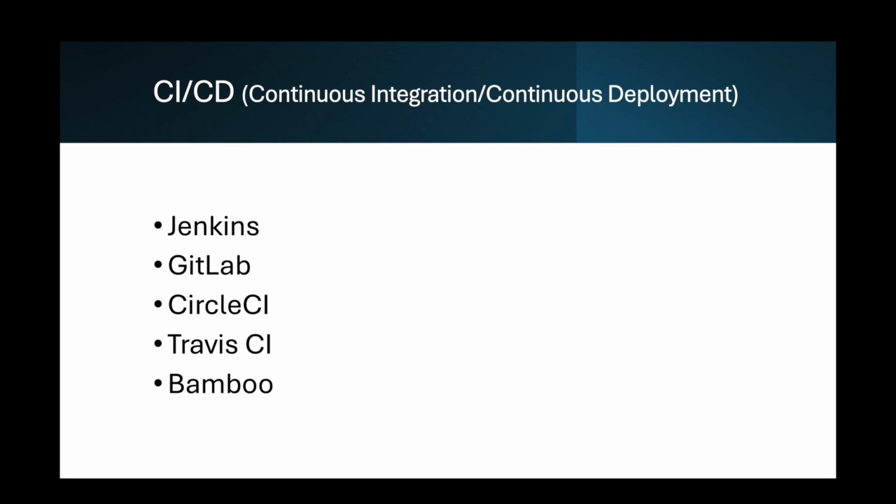Travis CI is favored for its simplicity and support for open source projects, while Bamboo excels in environments that heavily rely on Atlassian tools, offering robust integration and deployment capabilities. Together, these tools enable teams to build, test, and deploy their software faster and more reliably, helping to streamline the development process and deliver high quality software more effectively.